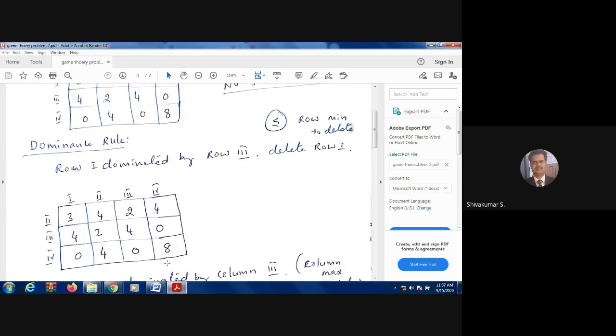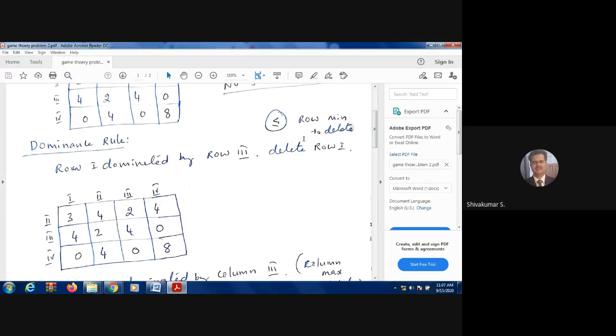So check out the first column with the third column. 3 greater than 2, 4 is equal to 4, 0 is equal to 0. So we can say column 1 is dominated by column 3. Column 1, because the values of column 1 are greater than or equal to the values of column 3. Remember, all the values, not only one value. 3 is greater than 2, 4 is equal to 4, 0 is equal to 0. Therefore, column 1 is dominated by column 3. So delete column 1.